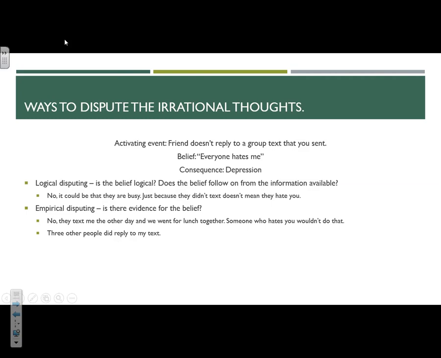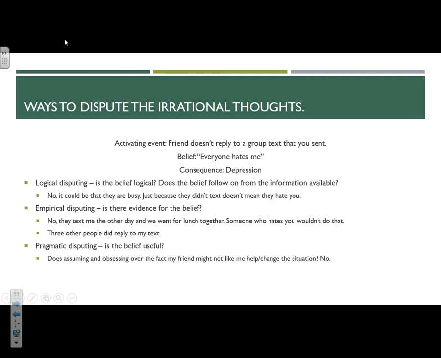Empirical disputing, is there evidence for the belief? No, they texted me the other day and we went to lunch together. Someone who hates you wouldn't do that. Or 3 other people did reply to my text message. So is the belief logical? That is logical disputing. And empirical, the word empirical, E for empirical, E for evidence. Is there any evidence to believe it? So you're thinking about other evidence.